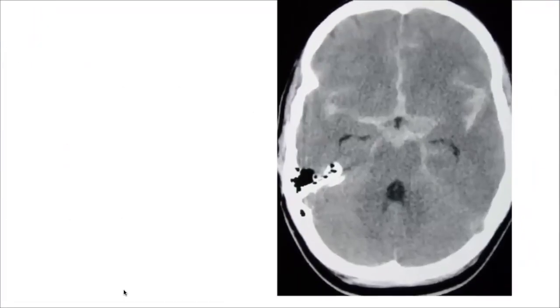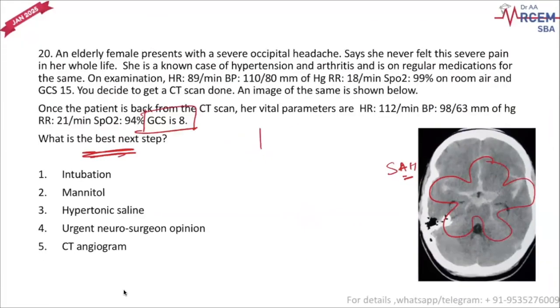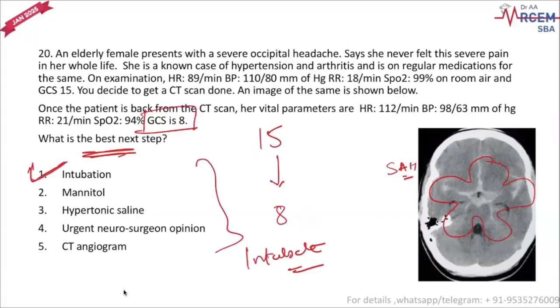What we are seeing on the CT scan here is the classical frog appearance, as we call it. It is a diagnosis of an SAH. Here, you can see the GCS has drastically fallen from 15 to 8. What we do is intubate the patient first rather than doing anything else. So intubation should be the right answer here.